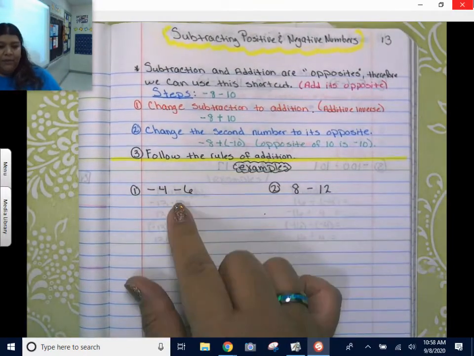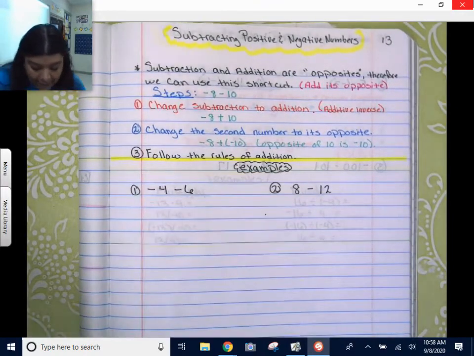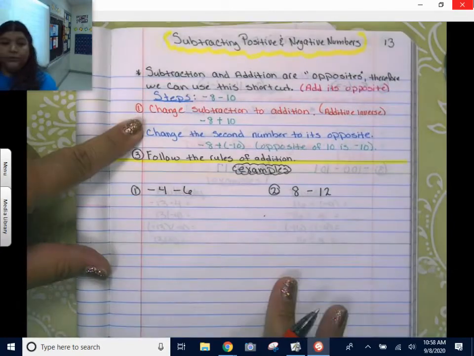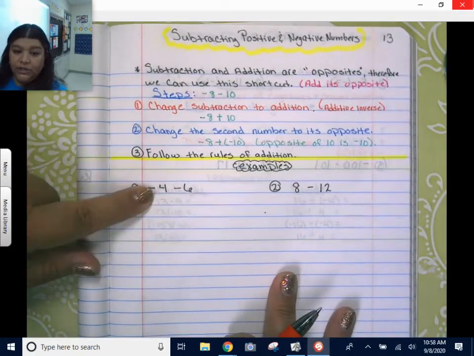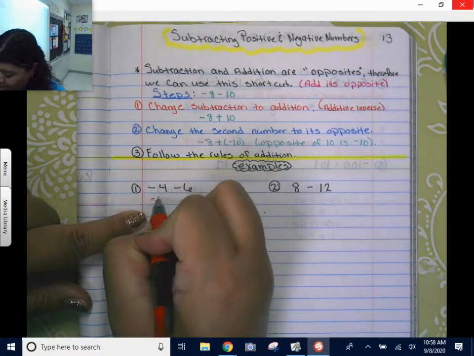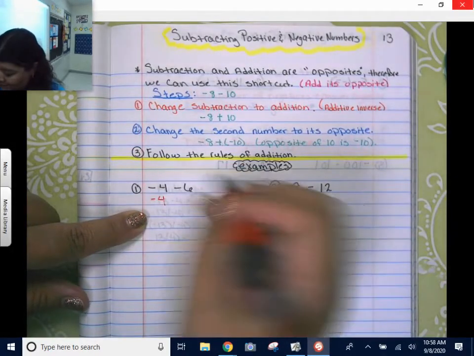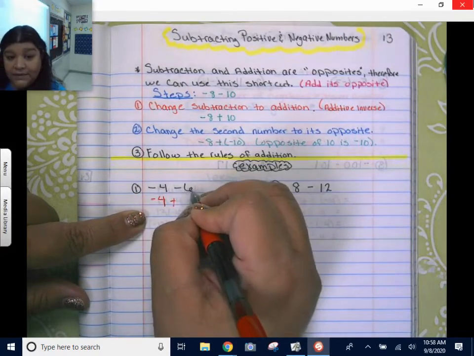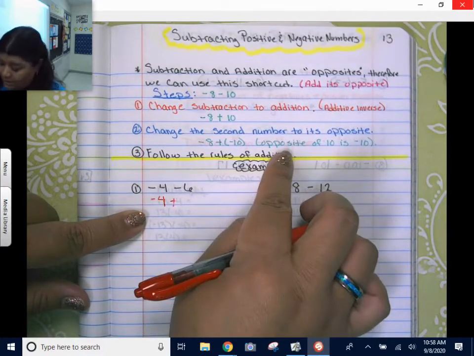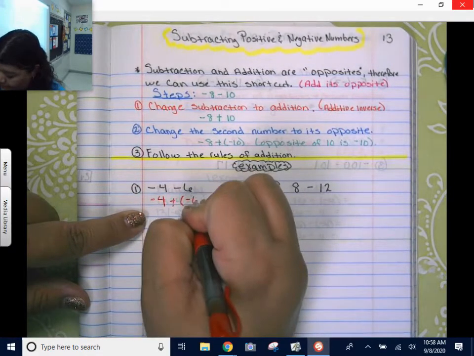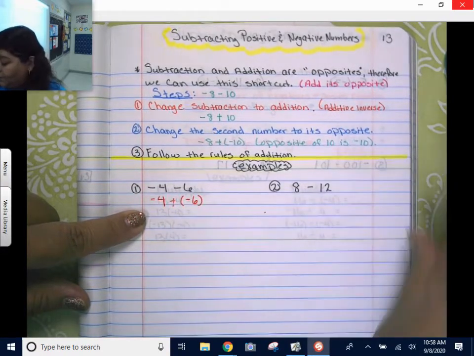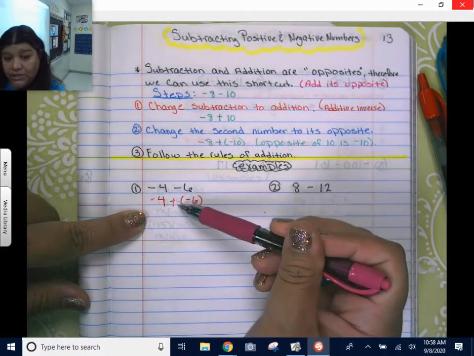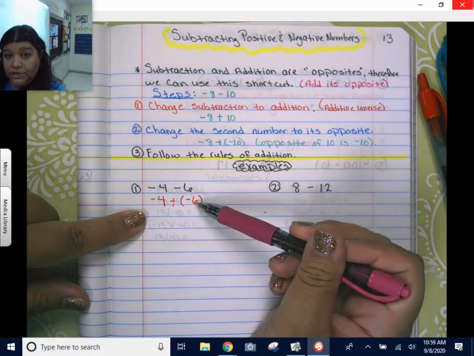So the example, number 1, we have -4 minus 6. I see a negative here, so I have to follow the rules. Change subtraction to addition. Nothing's going to happen to that -4. The first number is always the same. Subtraction changes to addition, and my positive 6 changes to its opposite, which is -6. So again, -4, first number stays the same, subtraction goes to addition, and the positive 6 changes to the opposite, which is -6.